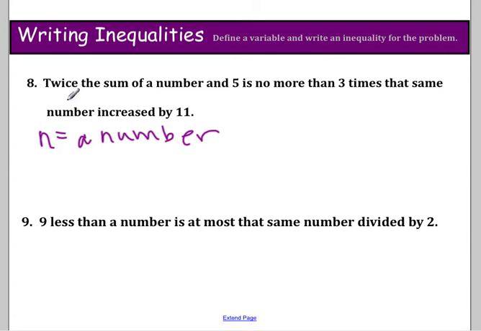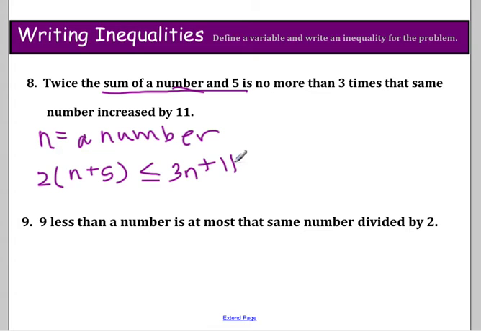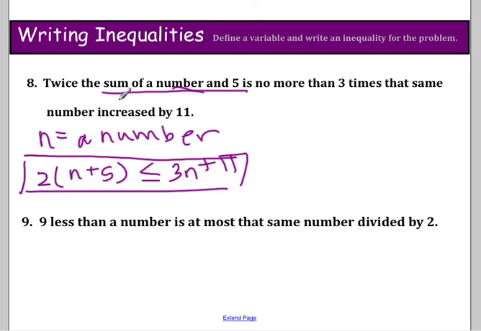Okay. So then it says twice the sum of a number and 5. So 2 times the sum of a number and 5, so plus 5. It has to be in parentheses because it's twice the sum of those two things. Is no more than, okay, to be is no more than, this has to be less than or equal to, okay, 3 times that same number, so 3 times that same number increased by 11, so plus 11. So there is my inequality. Biggest thing is that people get confused when it's sum of a number. You have to have the parentheses around there.